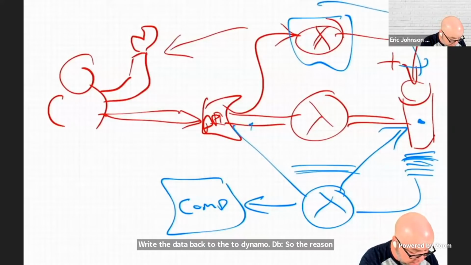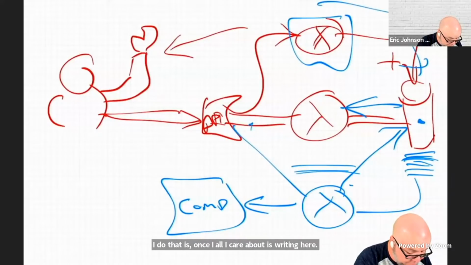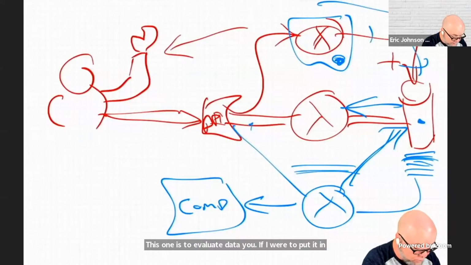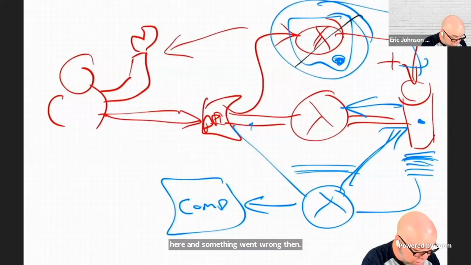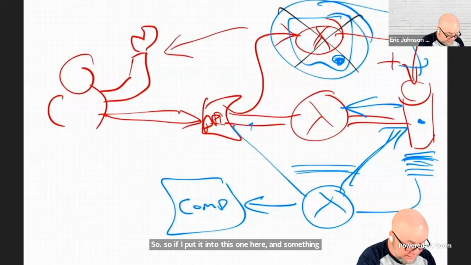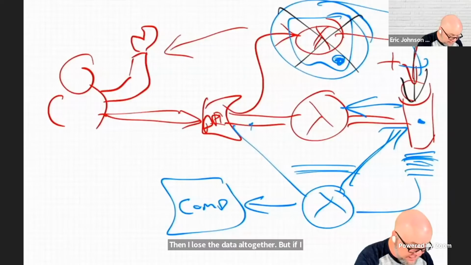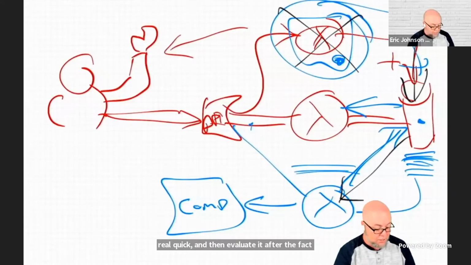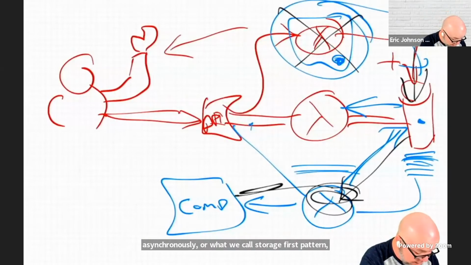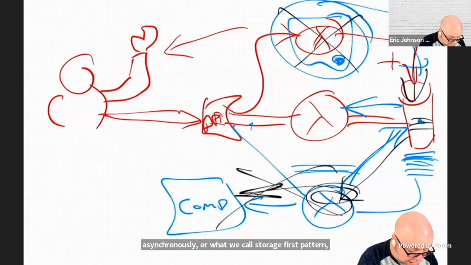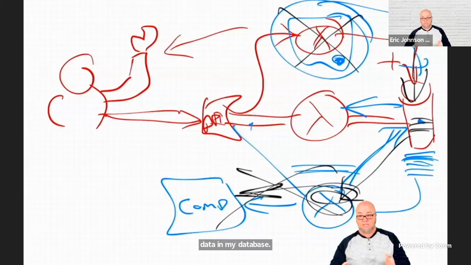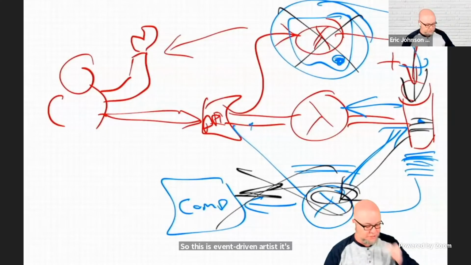This is just to add data. This is just to read data. This one is to evaluate data. If I were to put it in this one here and something went wrong, then I lose the data altogether. But if I just write it real quick and then evaluate it after the fact, asynchronously, or what we call the storage first pattern, then if something goes wrong here and it blocks out, I've still got my data in my database. So this is event-driven architecture. It's very fast, and you're going to see that in just a minute.